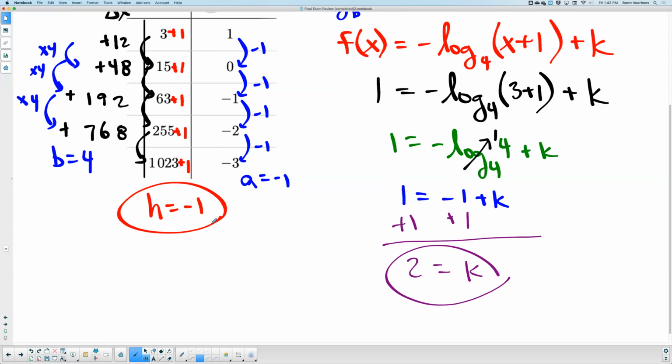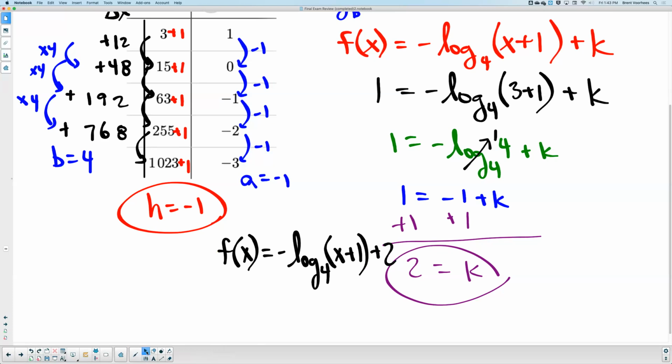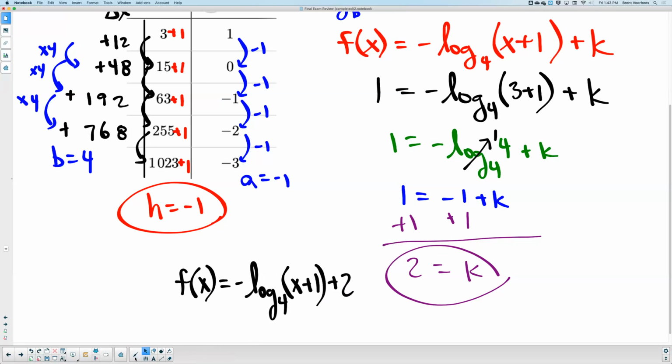All right, let's write the final equation. So f of x equals negative log base 4 of x plus 1, plus 2. That would be our final equation right there. There it is. All right, any questions over tables?